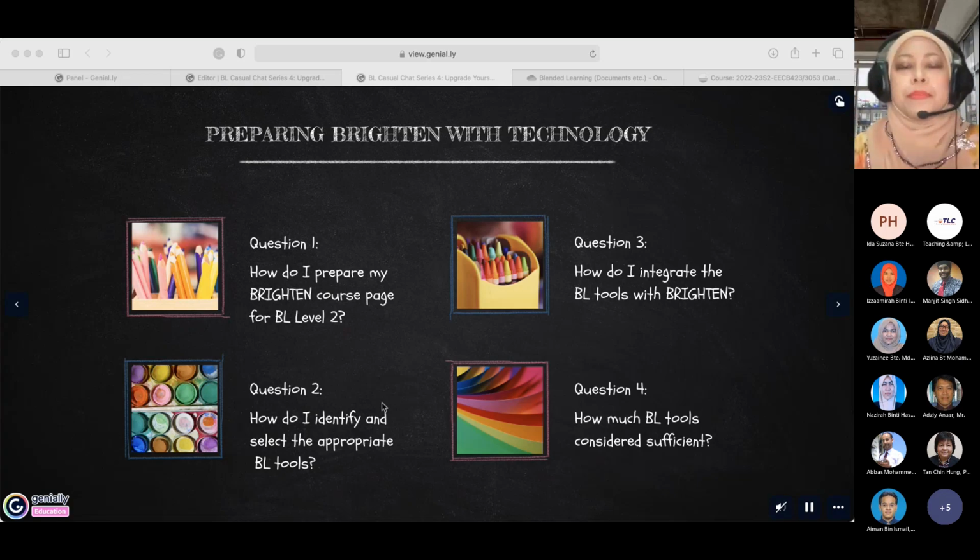Do you have any question pertaining to still thinking, have I reached BL Level 2? That is the question today. Pose to yourself: do I have all the materials regarded as BL Level 2? That is the question you should be asking yourself today. What else? Is it enough for me to put all these materials onto my Brightspace course page? Those are the things and thoughts that you need to ask yourself.